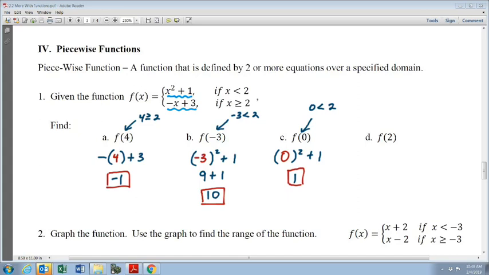And then finally, on letter D here, by the way, you may want to go ahead and try this one if you haven't already. In this case 2 is greater or equal to 2, so we're going to use the lower piece. So we're going to have minus our input plus 3. So we'll plug in 2 and we're going to get 1 here.